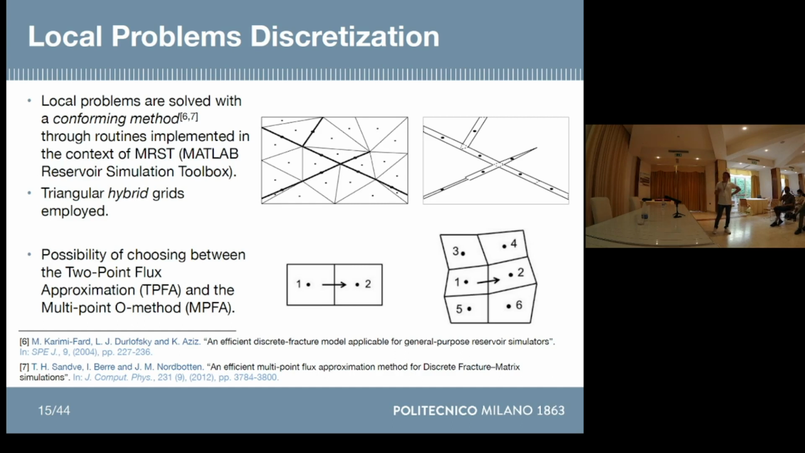And there's also here the possibility of choosing between a simple two-point flux approximation scheme, where the flux is computed using only two values of the pressure, or a multi-point method which instead has a larger stencil. So in this case, 6 values of the pressure.